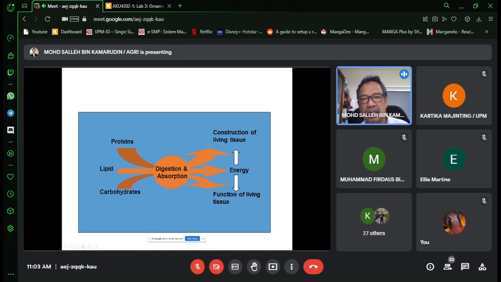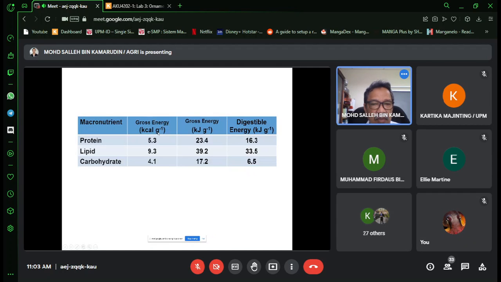Okay, ini saya dah cerita dalam kelas lab yang pertama bahawa protein boleh menghasilkan 5.3 kilokalori, which is equivalent to 23 kilojoule per gram. Lipid begitu juga, lipid lagi tinggi, dia mahal sikit daripada karbohidrat. Karbohidrat is the cheapest, tapi dia punya energy adalah 4 kilokalori per gram compare dengan energy lipid 9.3 tinggi. Ni average, on average.